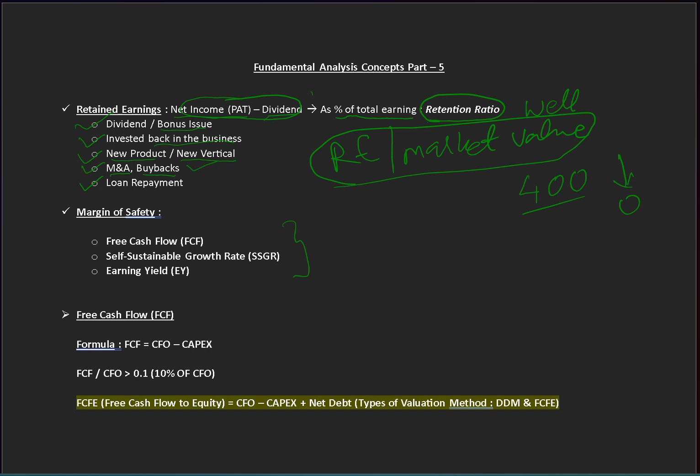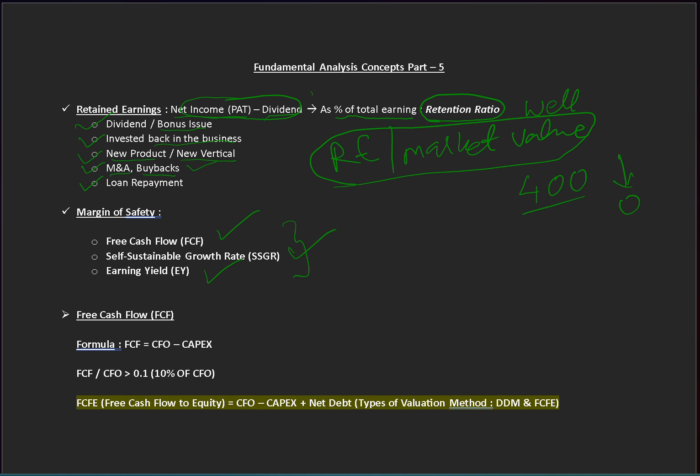So if we keep these margin of safety factors in check, then we are sure that we have invested in a company which is having the margin of safety and we will never get into trouble. There are three margin of safety factors. First is the free cash flow, second is the self-sustainable growth rate, and third is the earning yield. So first is the free cash flow.